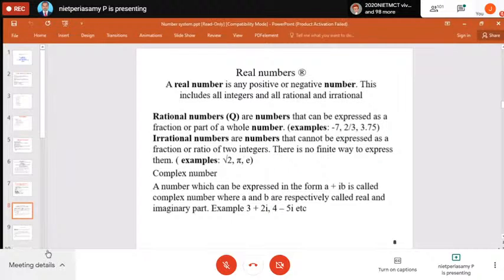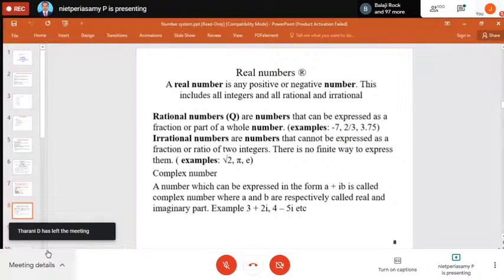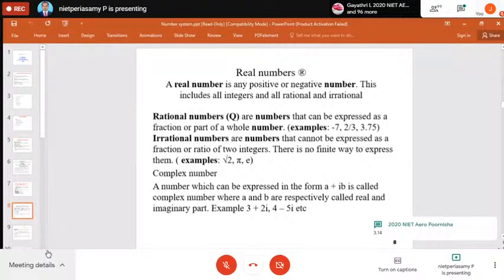Irrational numbers are numbers that cannot be expressed as a fraction or a ratio of two integers. There is no finite way to express these numbers. Examples of irrational numbers are √2, √3, and pi. What is the value of pi? Anyone reply? 3.14 or 22/7. So 22/7, 3.14, root 2, root 3: all these are examples of irrational numbers.